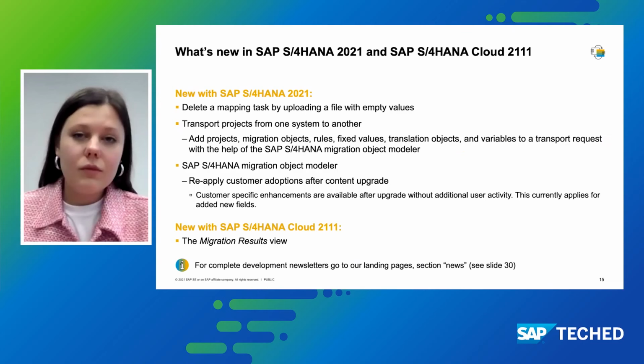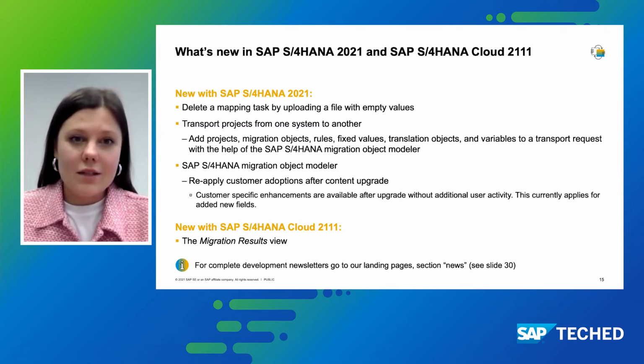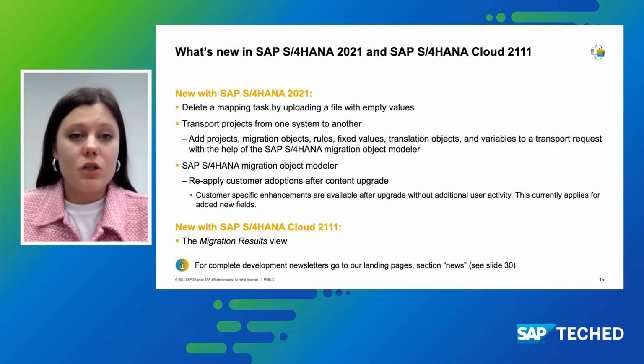Some of you who already use Migration Cockpit actively can ask what's new coming with SAP S/4HANA 2021 release and SAP S/4HANA Cloud 2011 release. We have some new functionality for you. First of all, you can delete a mapping task by uploading an empty file. You can also now transport projects from one system to another, and using Migration Object Modeler, you can reapply customer adoptions even after content upgrade.